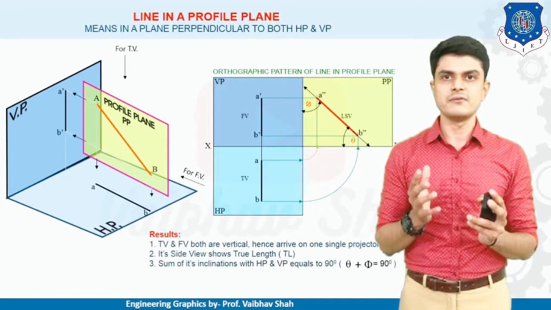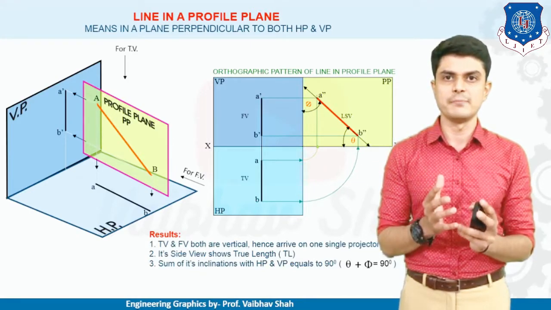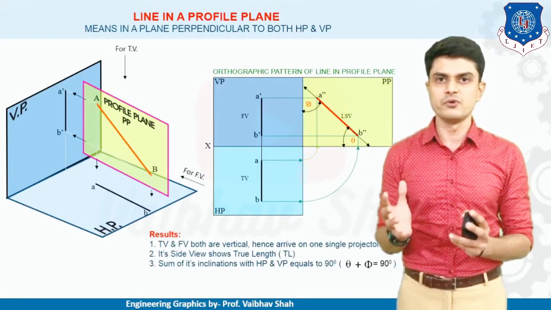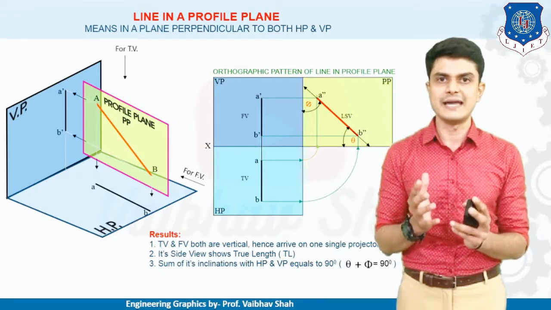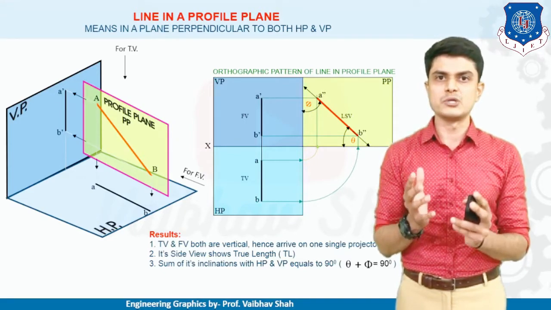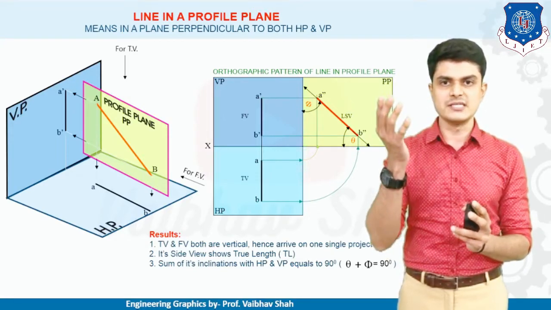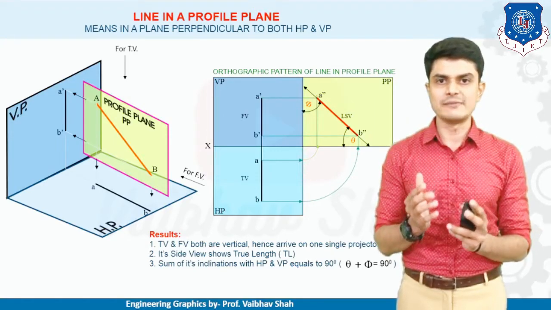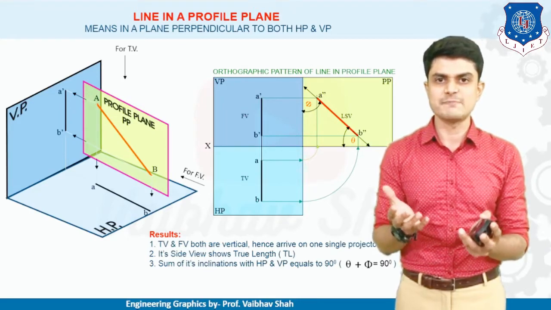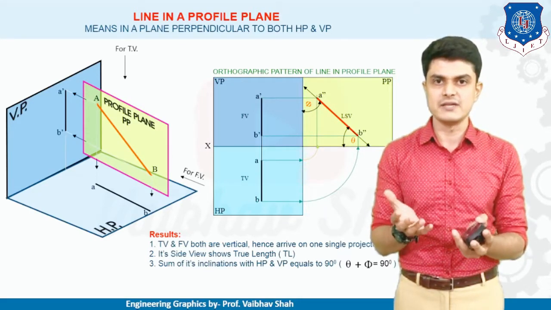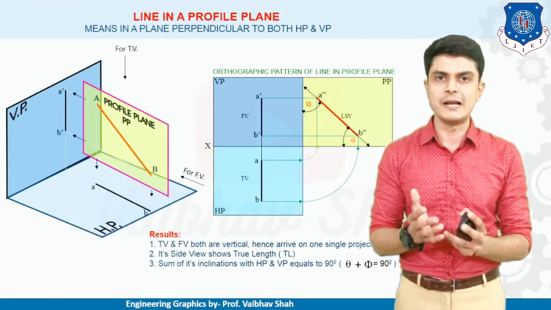So now here we have some results to remember. Here, top view and front view both would be vertical lines whenever the line is parallel to the profile plane. The side view will show a true length. As you can see, you are getting the line's true length because it is obvious that the line is parallel to the profile plane. That means we'll have a true length of the line in the profile plane itself.